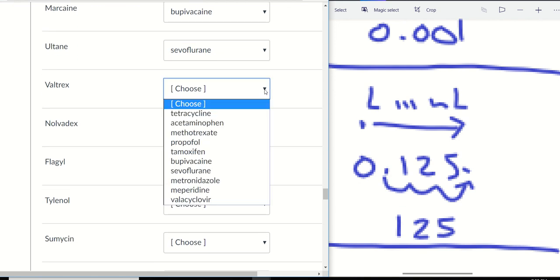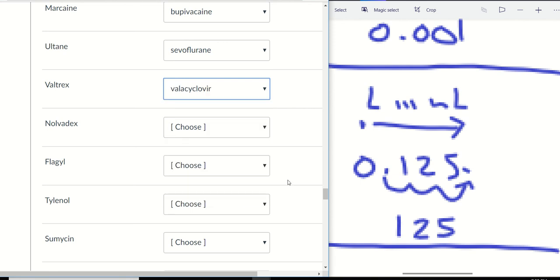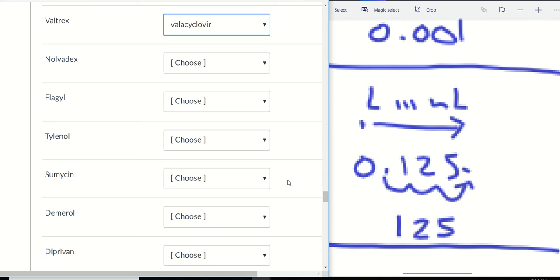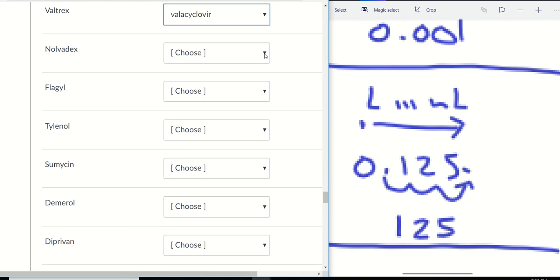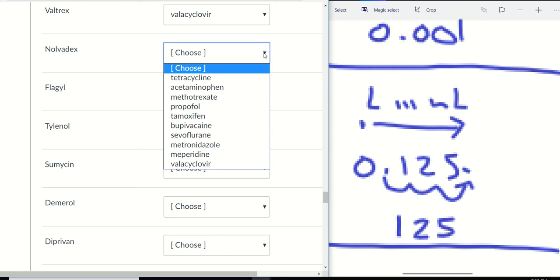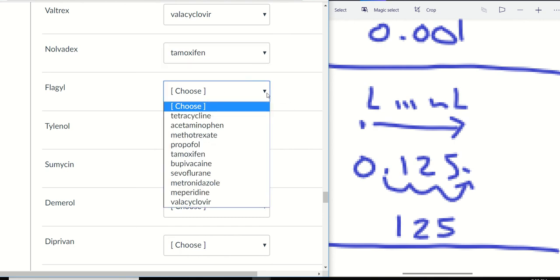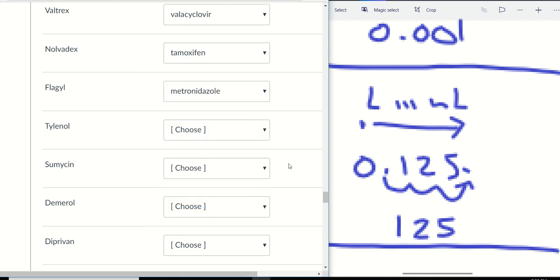Valtrex. V is for virus. So valacyclovir. Break the cycle of viral infection, I guess. Novadex. What's Novadex? What is it? Did you guys look it up? Is it tamoxifen? Leave it blank. We'll go back to it. Is it? All right, that's what you guys think. What's Flagyl? Flagyl. So this is for an STI infection, metronidazole.